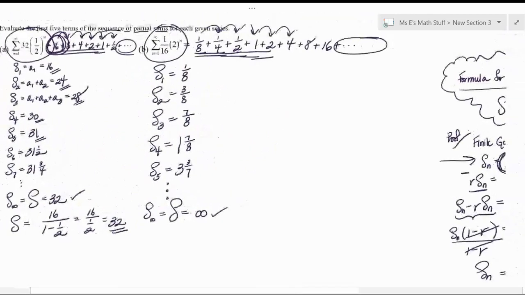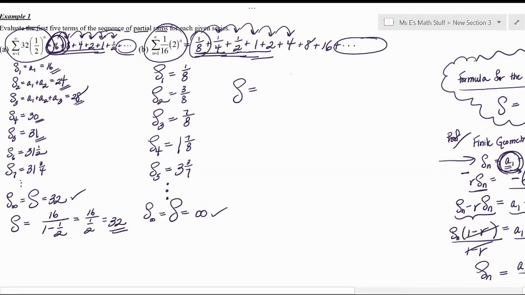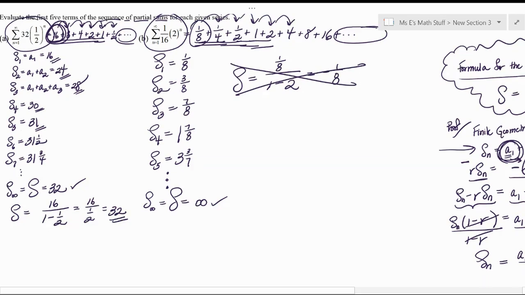And for part B, if we were to use that formula, it would tell us that the sum would equal your first term, 1/8, over 1 minus your common ratio, which is 2. And if you simplify that, you get -1/8, which makes no sense at all. And how come? Well, because we shouldn't have used that formula in the first place, because your common ratio was 2, which isn't between -1 and 1.